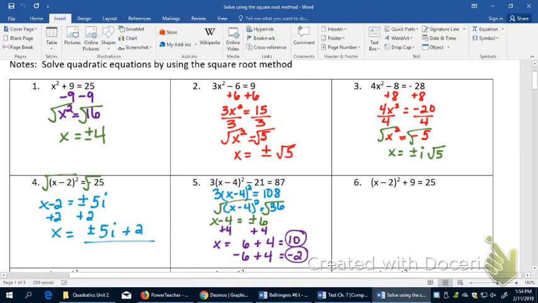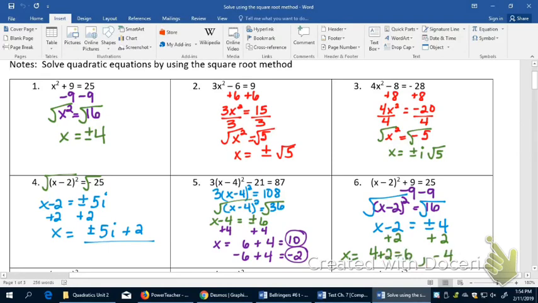Wild. So you subtract 9 first. And then you take the square root on both sides. So what's the square root of 16? 4. Plus or minus 4, right? Because that's plus or minus 4, and then you're going to add 2 on both sides. So you get positive 4 plus 2, and you get negative 4 plus 2.